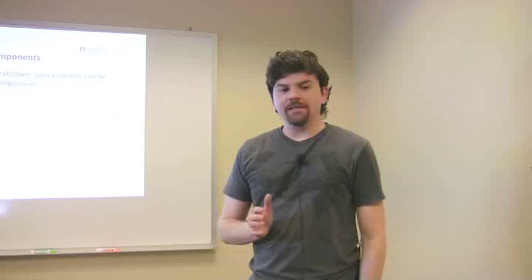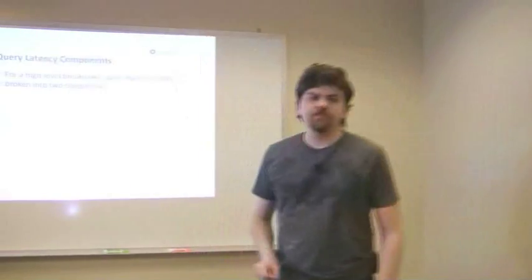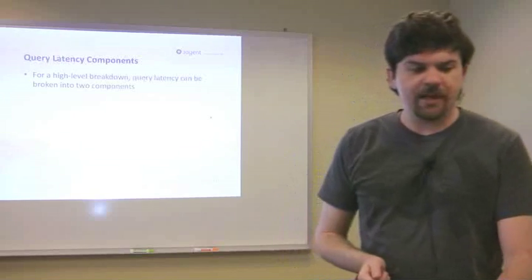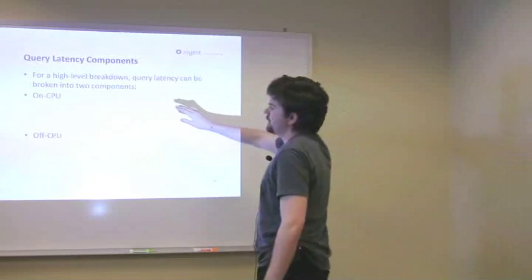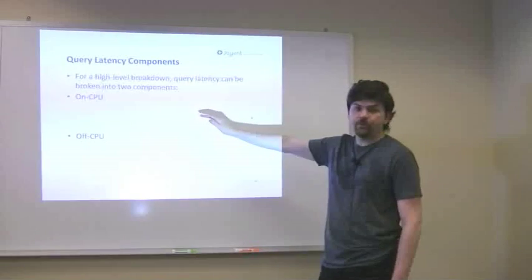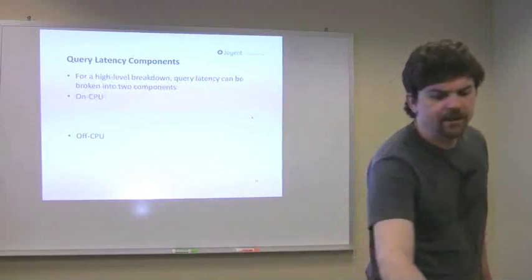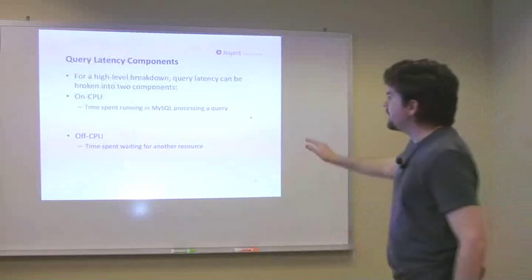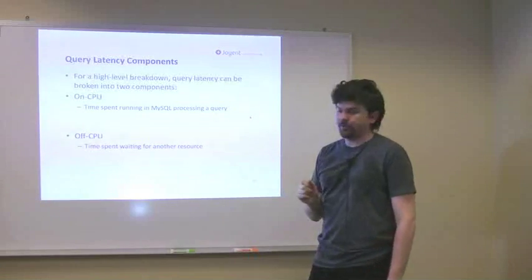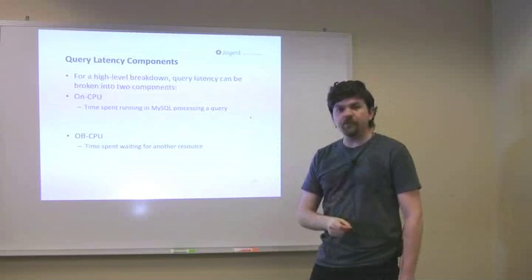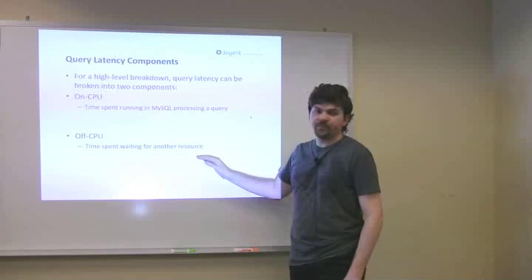So that's query latency. The next question is to break it down into components. For a high-level breakdown, we can break it into 2: the time spent on CPU by MySQL and the time spent off CPU. What I mean there is on CPU, you're in the MySQL code executing a query. If you are off CPU, it means the thread is blocked, it's gone to sleep, and you're waiting on another resource.